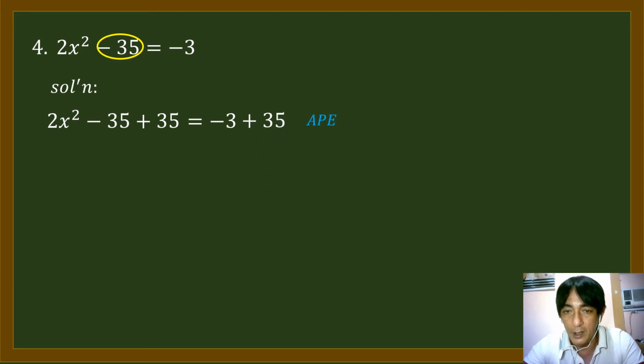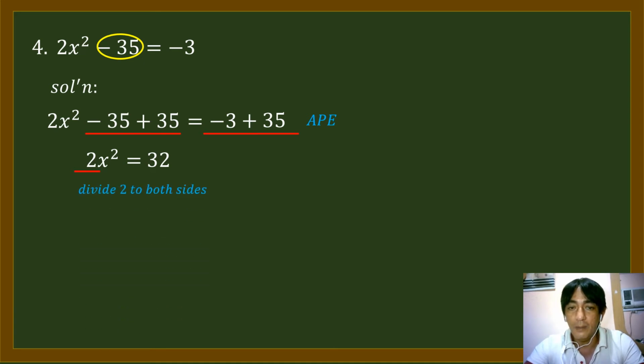Nag-apply tayo ng APE. Okay? So, this will become 0. Yung negative 35 plus 35 will become 0. And yung sa right side naman, addition, different sign. So, sinusubtract ang number and then bigger number ang ginagamit na sign. So, that will be 32. So, 2x squared now will be equal to 32. So, meron pa tayong 2 na numerical coefficient ng x squared. So, we divide both sides of the equation by 2.